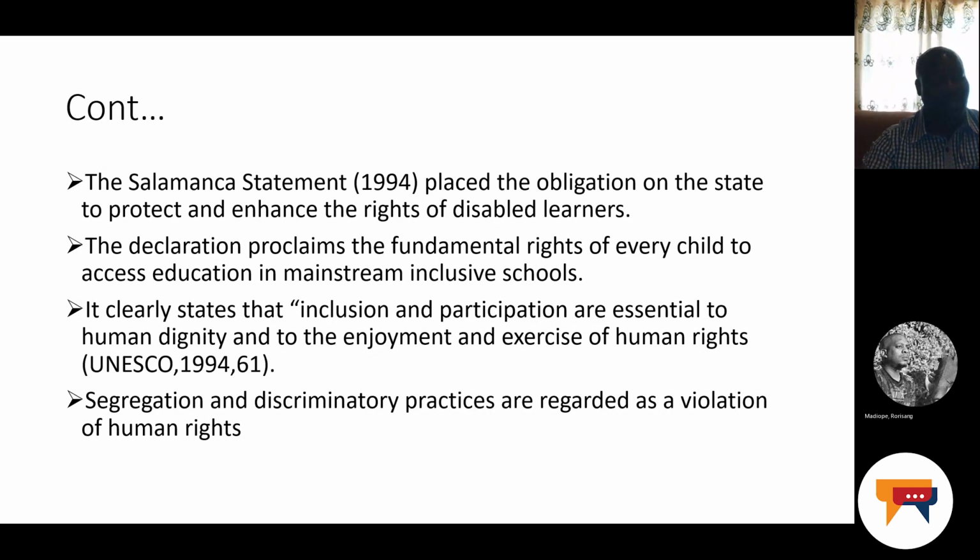So now, as teachers of tomorrow, we are found wanting in terms of putting discriminatory attitudes towards our fellow learners. And by so doing, we will be violating their rights to learn.